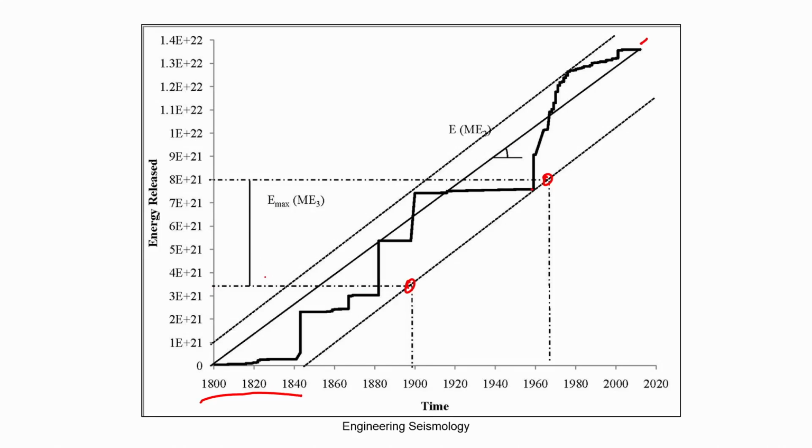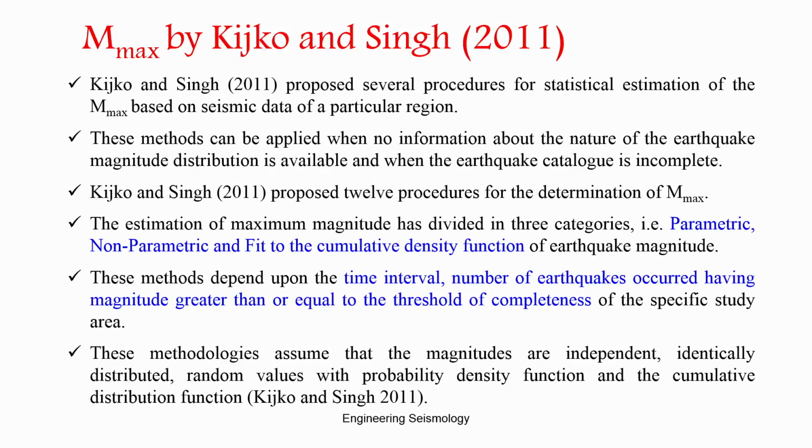This E max you can convert into the magnitude, because you can estimate energy from the magnitude, and again from energy to magnitude. Earlier you estimated the magnitude to energy and used it cumulatively. Now you are estimating the energy to magnitude. That magnitude will be unique for the different seismic study area. That value will be taken as the M max value. This is the typical plot which shows how it is taken.